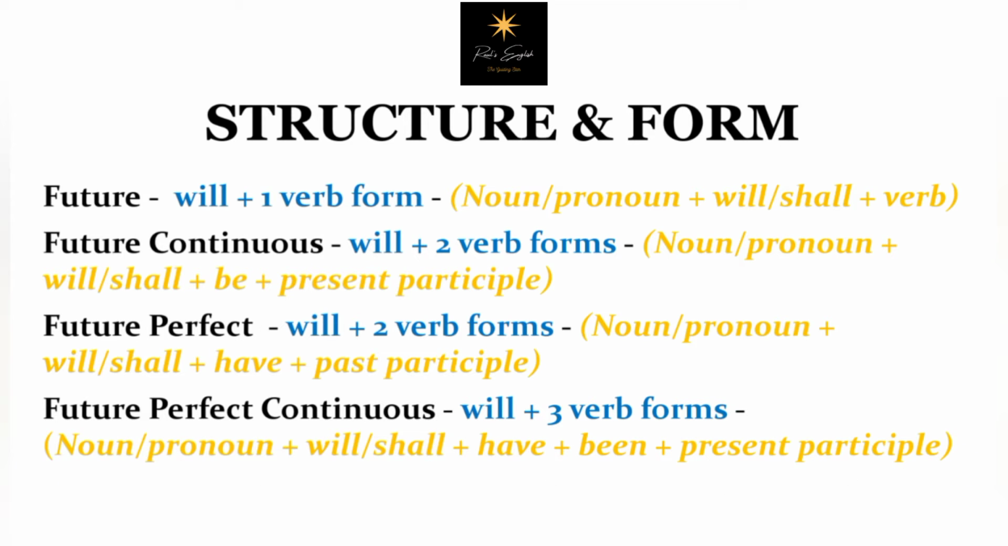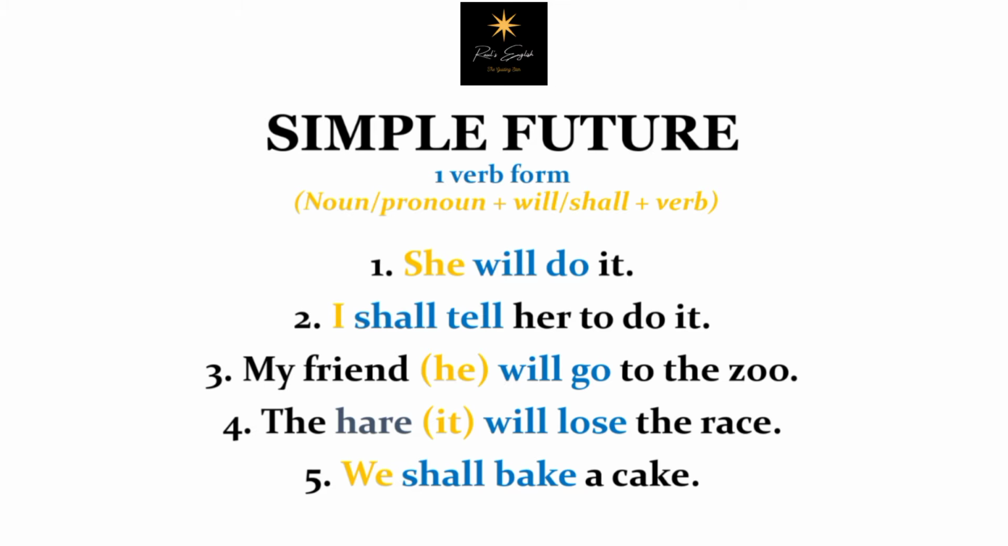Let's get started with the simple future tense. If you can just call it the future tense, it means it's a simple future. 1 verb form and will or shall. So, she will do it. Will she do it? Yes, she will do it. Don't worry, she will do it.